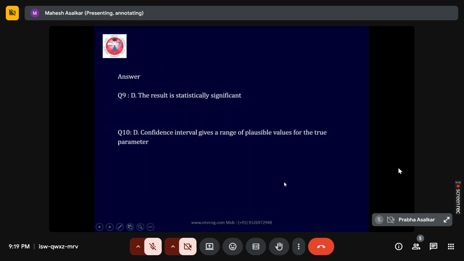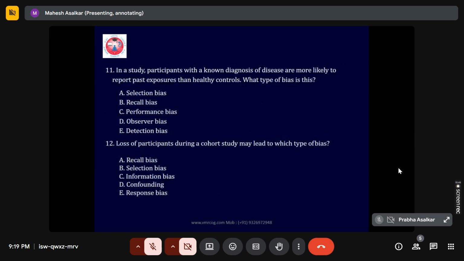So the question number 9 answer is the result is statistically significant, because it does not include 1. And second, confidence interval gives a range of plausible values for the true parameter. Okay. Next question. Question 11.